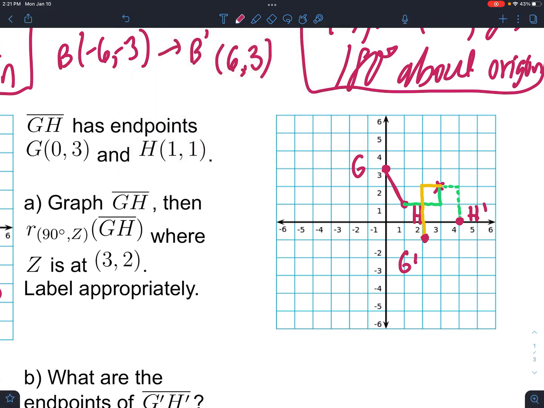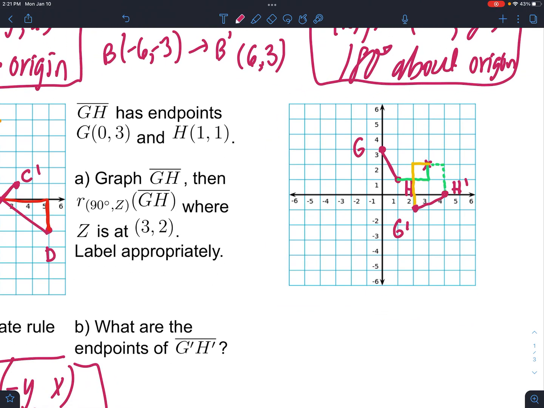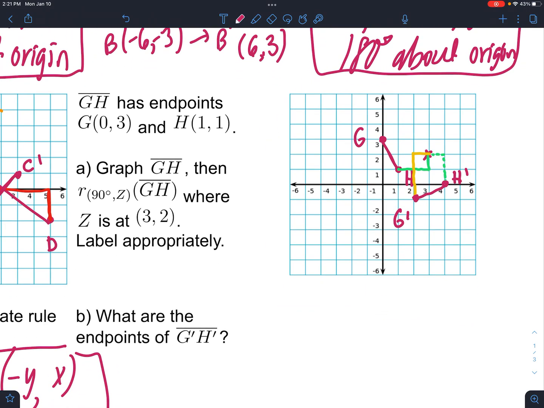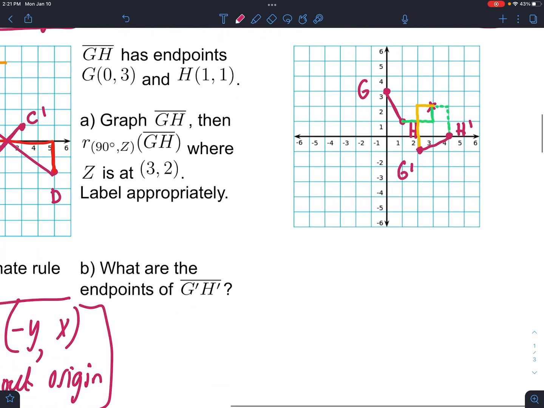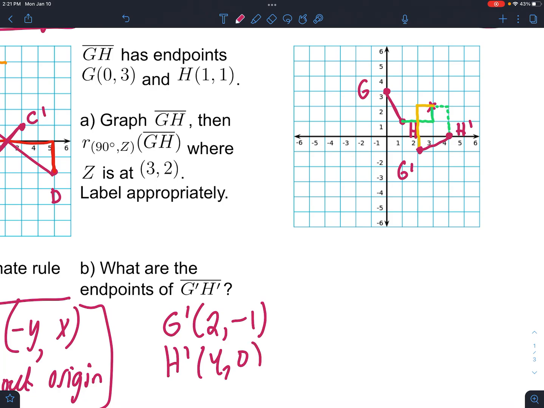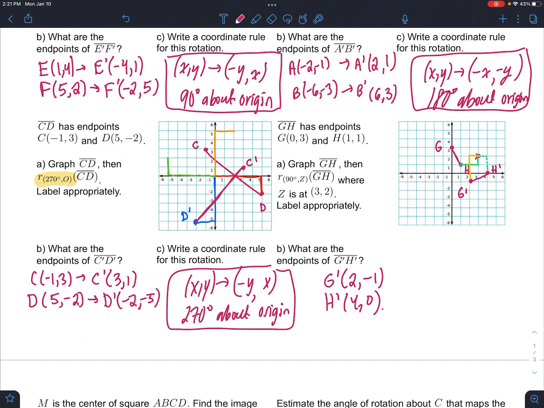So the picture's a lot kind of messy here, but that is our image. Okay? So what are the endpoints? Well, G goes, well, let's just list them. There's no coordinate rule, or you could make a coordinate rule for this stuff, but we're not going to. So G prime looks like it's at 2, minus 1, and H prime is at 4, 0. I'm just going to leave it at that. Okay? Great. So part 1 of the video is done.